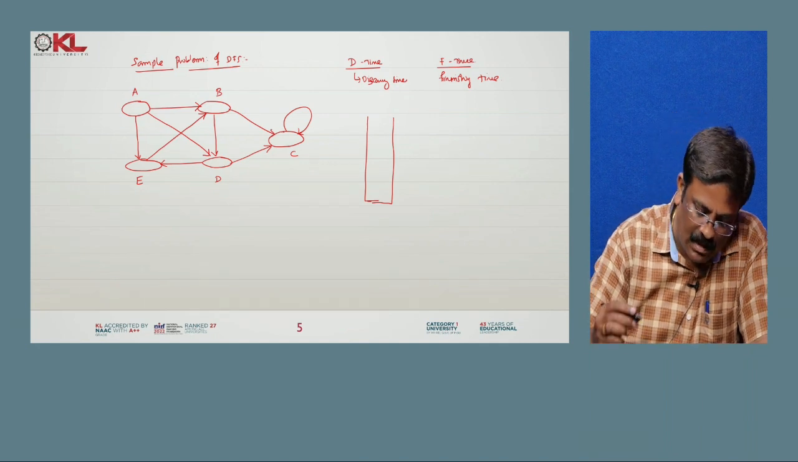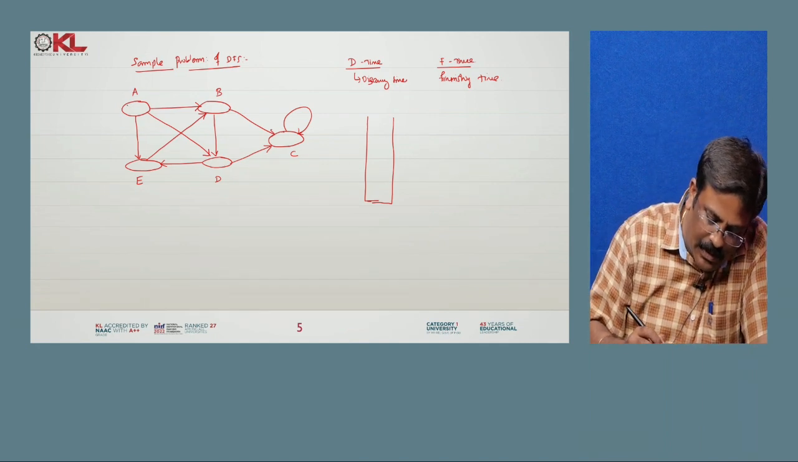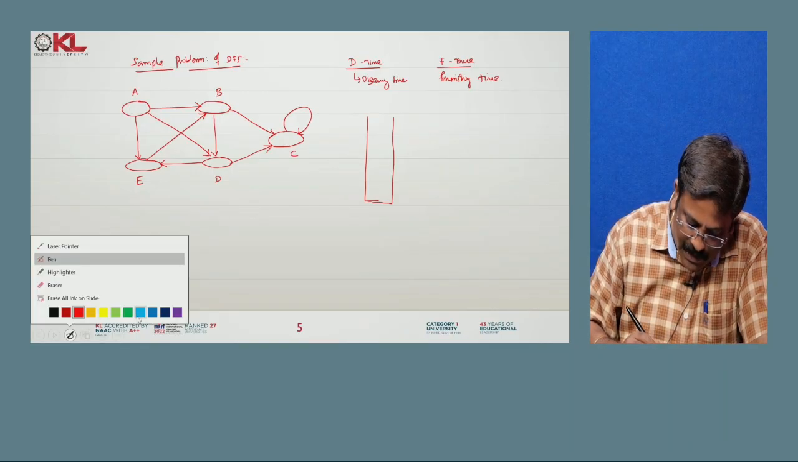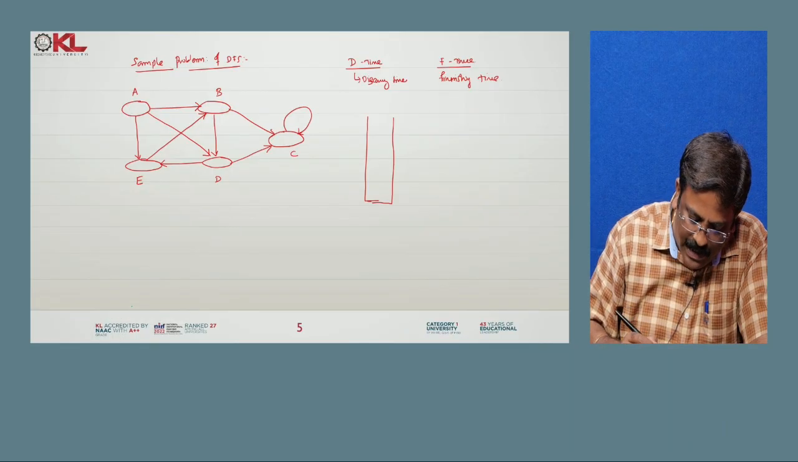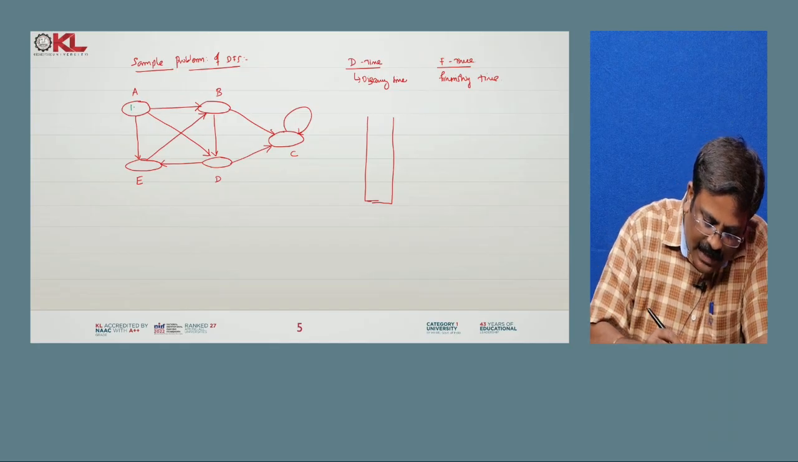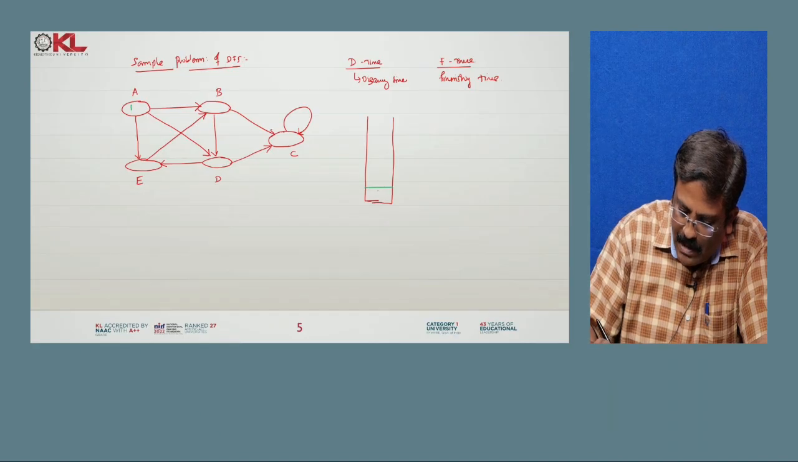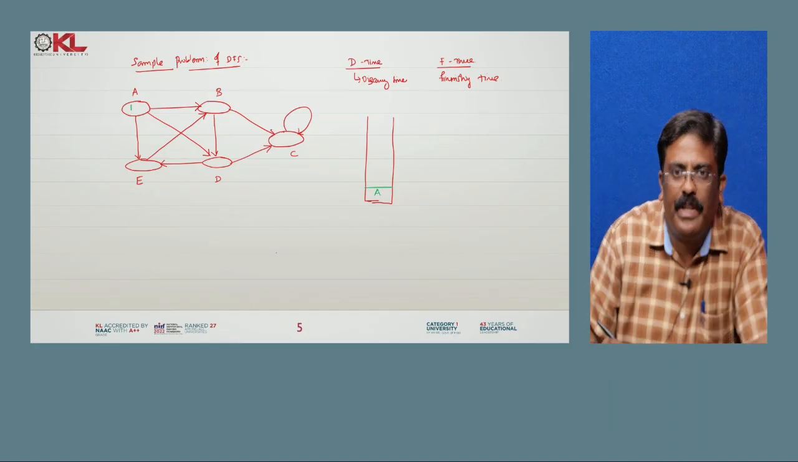So here, we are assuming that the source node is going to be A. Let me take a different color to fill it out. Let me assume that I am just starting with A. So in the first cycle I am starting with A, updating the stack with A over here. I am visiting A first.